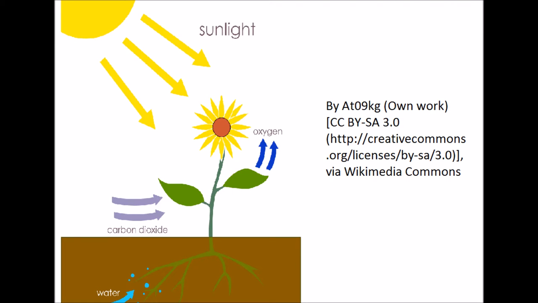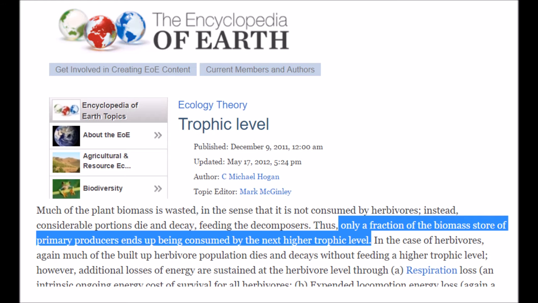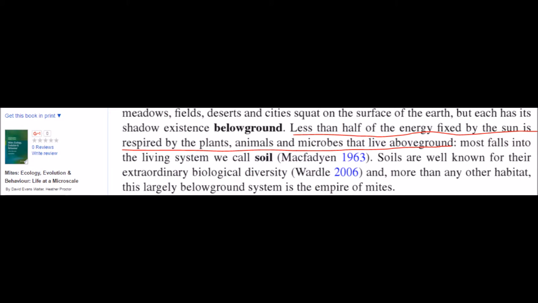Photosynthesis converts sunlight energy into chemical energy, which can be used by biological organisms. Some of this energy is used to power herbivores and their predators. But a lot of plant biomass remains uneaten while the plant is alive. Instead, it decomposes in the soil.